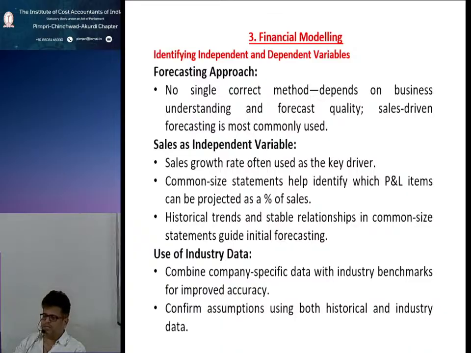Common size statements help identify which profit and loss items can be projected as a percentage of sales. Historical trends and stable relationships in common size statements guide initial forecasting. Use of industry data is very critical because it combines company-specific data with the industry benchmarks and improves accuracy. Finally, it confirms assumptions using both historical and industry data.